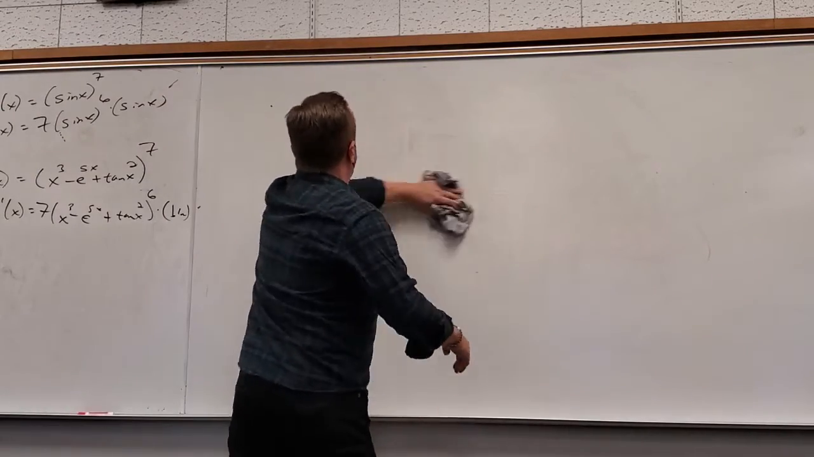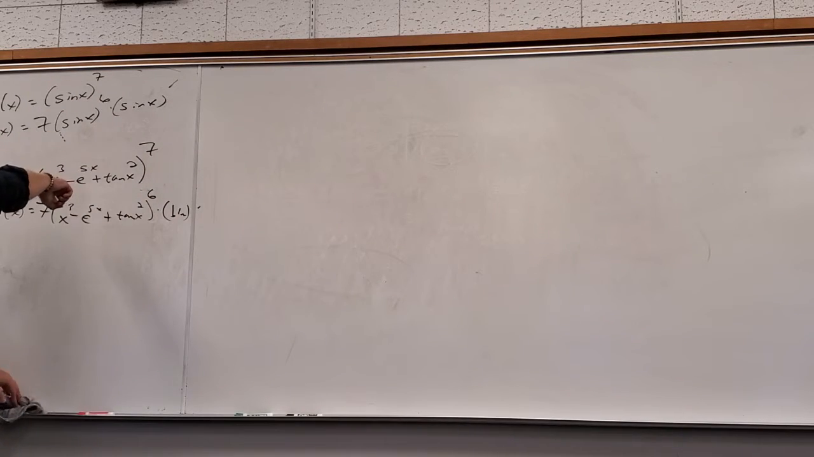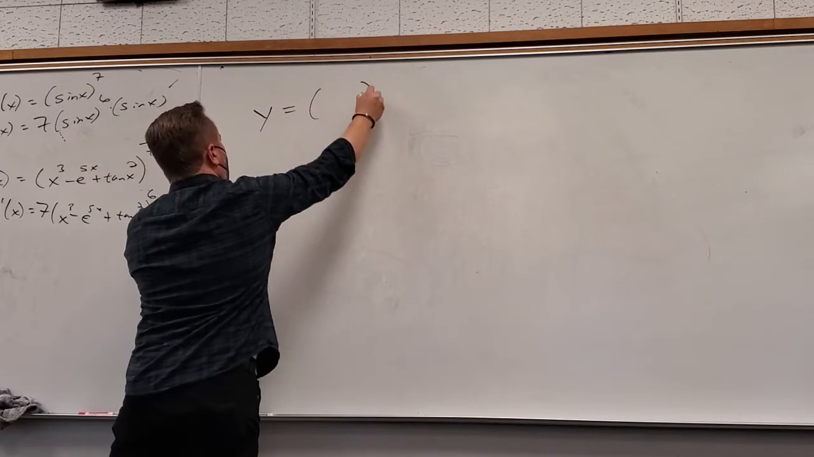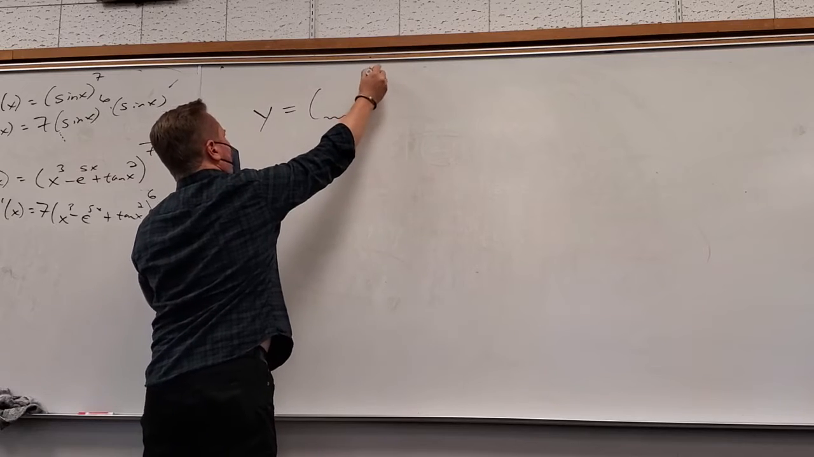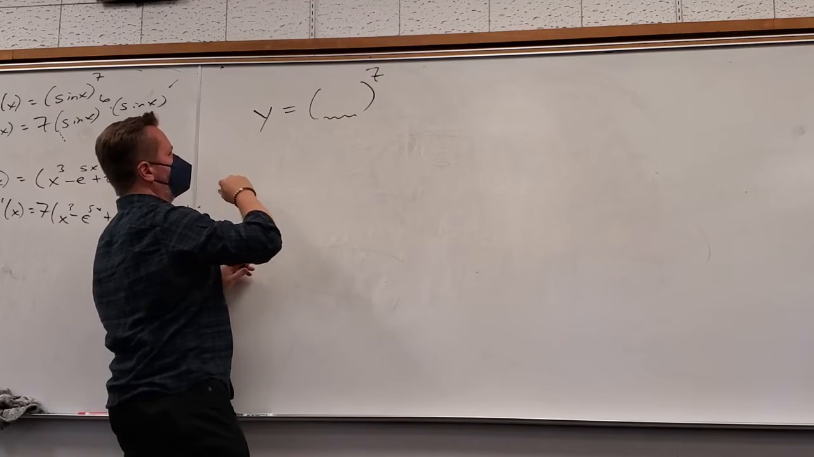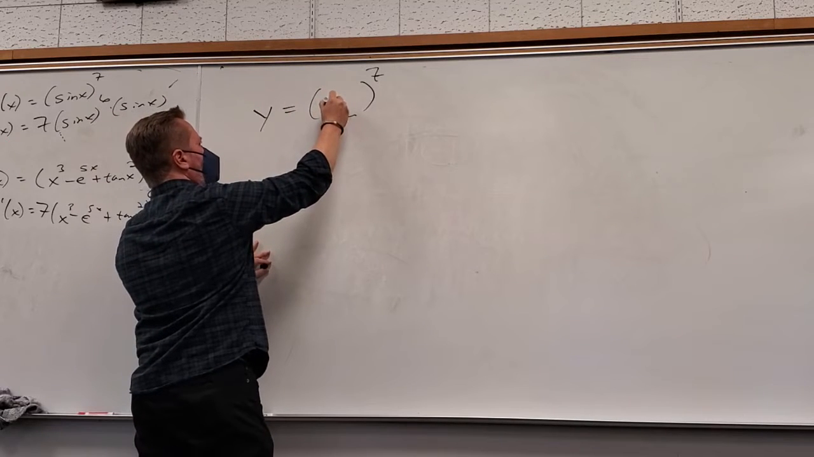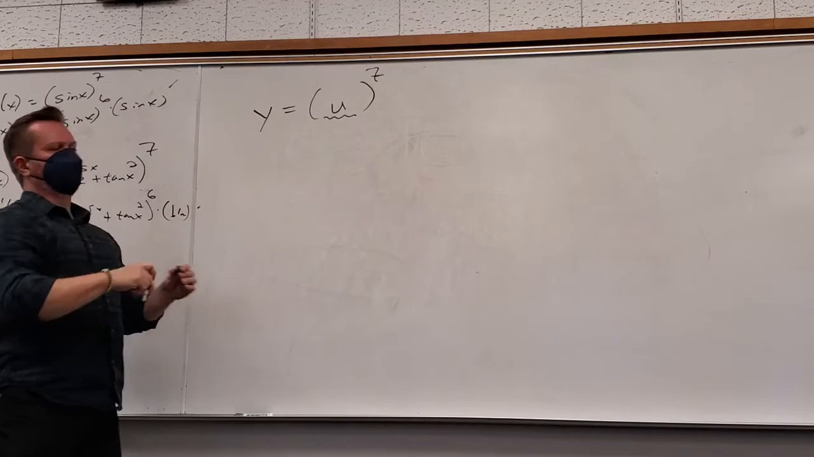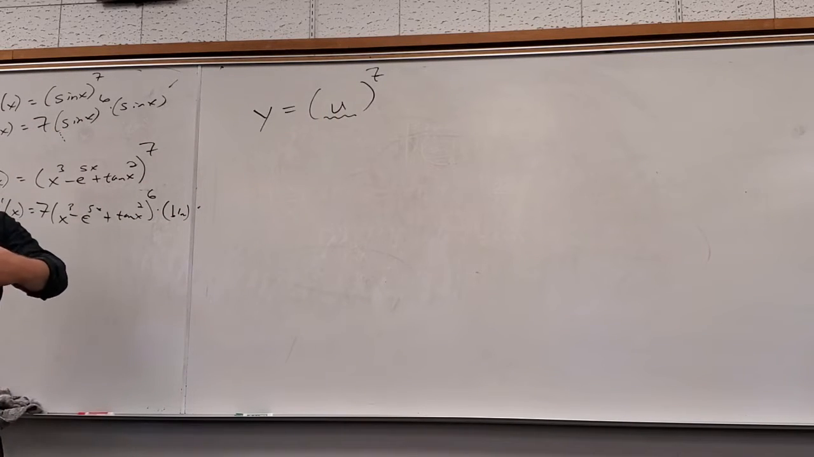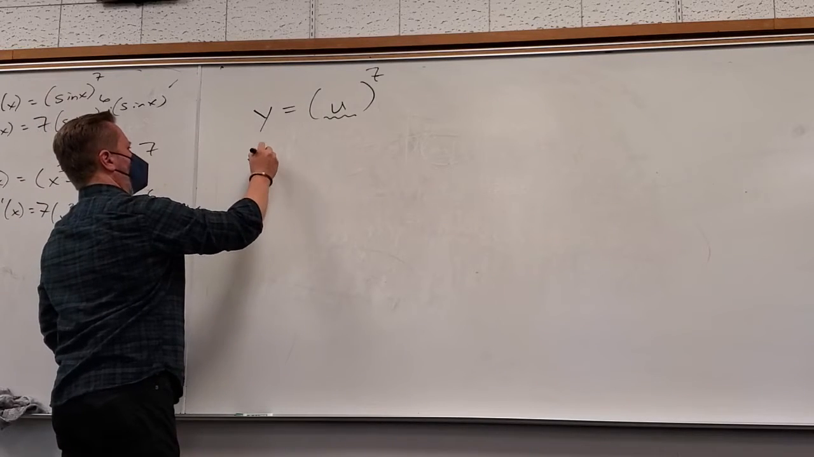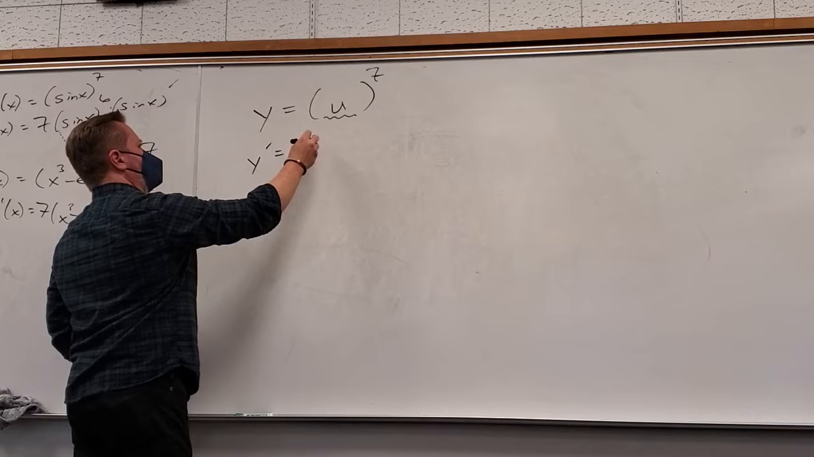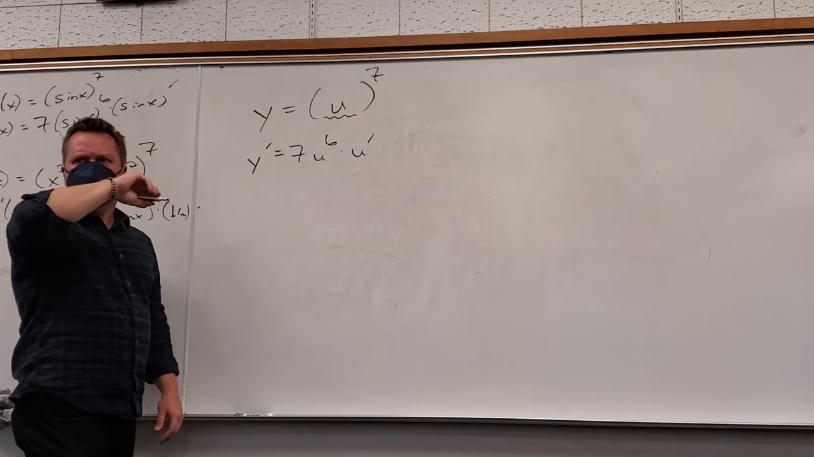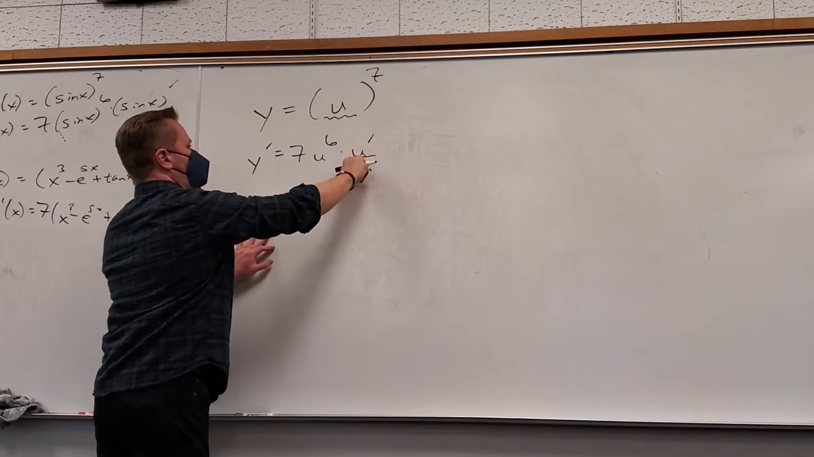Good. So, the point I'm trying to make is, I don't have to tell you what this function is. If it was u, some function of x, wouldn't this be y prime equals 7u to the 6 times u prime, right? Where somebody would have to tell me what u is.